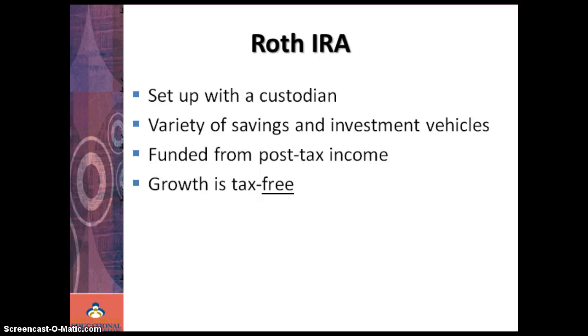Roth IRA. A Roth IRA provides tax advantages for setting aside dollars for retirement. The Roth must be set up with a custodian, which can be a bank, a credit union, savings and loan association, insurance company, mutual fund, or investment broker. Both IRAs are offered in a variety of savings and investment vehicles, such as money market accounts, certificates of deposit, stocks, bonds, and mutual funds. A Roth IRA is funded from post-tax dollars. The growth of a Roth IRA is tax-free.